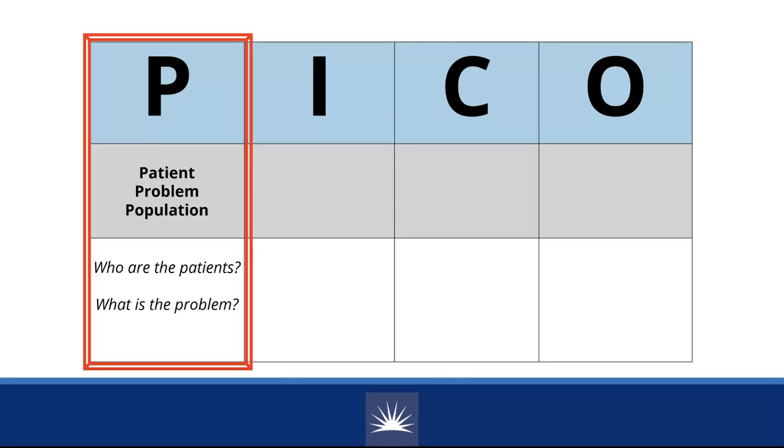The P stands for patient, problem, or population. Here you would describe who your patient is, what their primary problem is, or a combination of the two. For example, you can look at children as a population or asthma as a problem, or you can combine the two to look specifically at asthma and children.